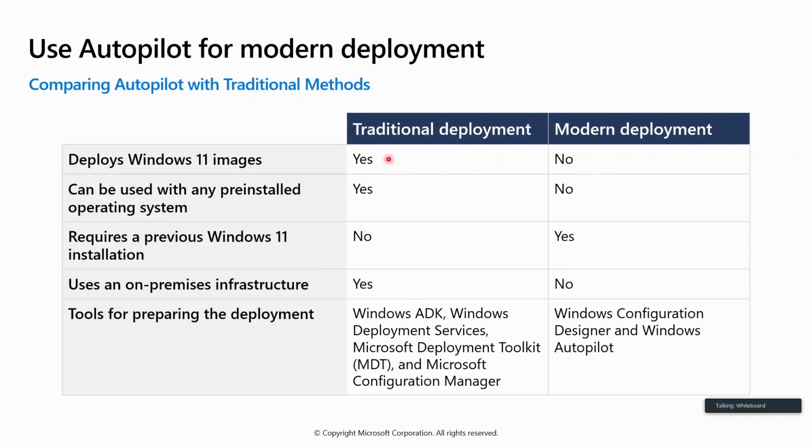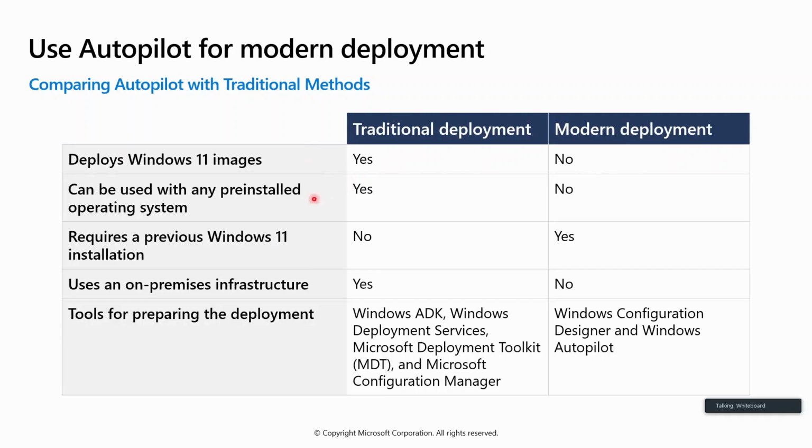We'll still need to do imaging going forward, because what happens if my computer crashes? What happens if my hard disk dies and I need to put a new hard disk in? Well, there's no operating system on that computer. I need to put an operating system on there. I can only do that through a traditional method. So yeah, we can't deploy an image.